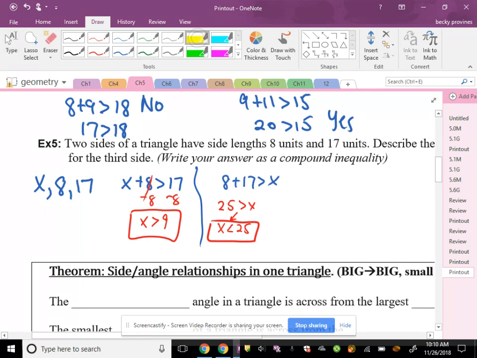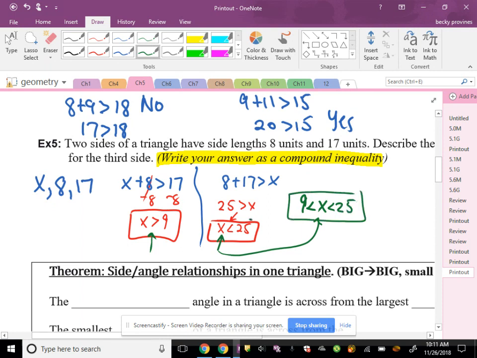Now, we're going to write our answer as a compound inequality. So that means you're going to start with the smallest number. It could be 9. That means I need to flip this entire thing around. So that's going to be 9 is less than x. Now, this x that's right here, I'm just going to scoot this over and say, well, x is also less than 25. What I'm doing is I'm putting both of these together into one compound inequality.